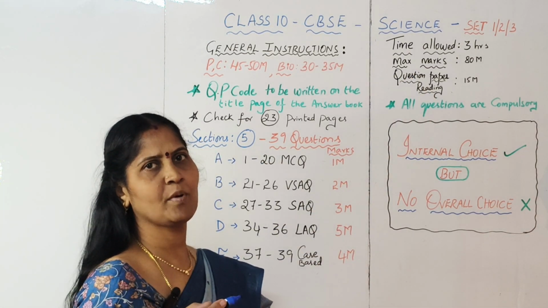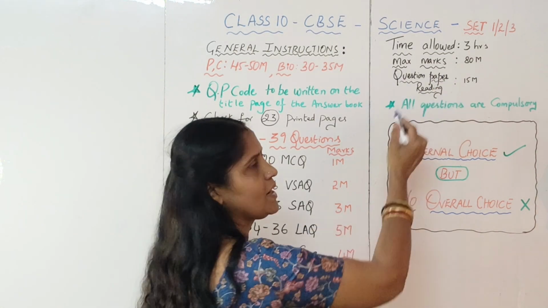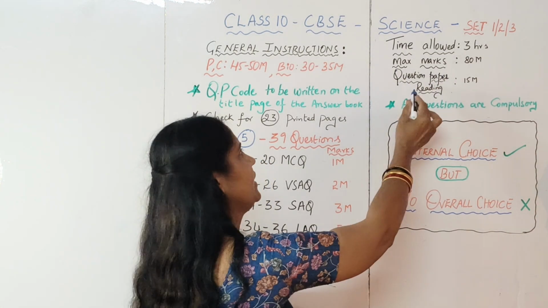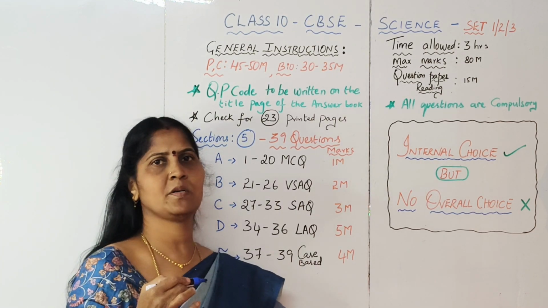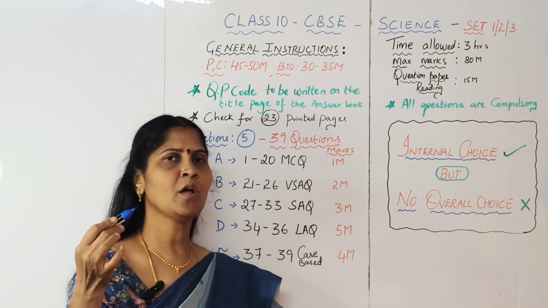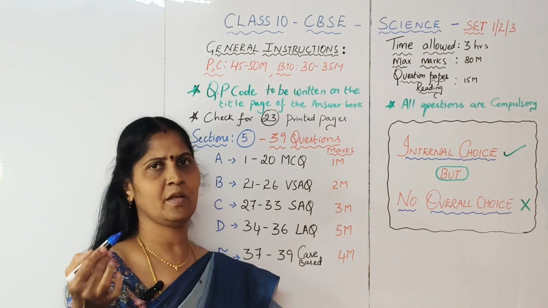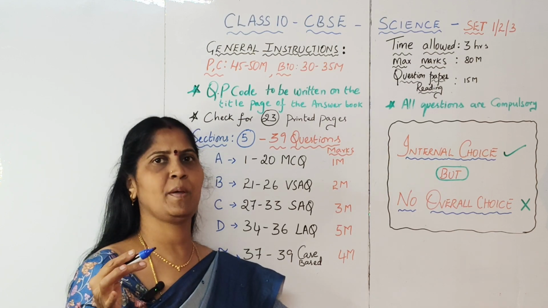For any exam, the time allowed is 3 hours, except for your language. Then maximum marks is 80 marks. Then the question paper reading time is also allotted for you, which is 15 minutes. That is, the question paper is given 15 minutes prior to you so that you can go through the questions before starting with that. So you have a separate time allocated for reading the question paper also.